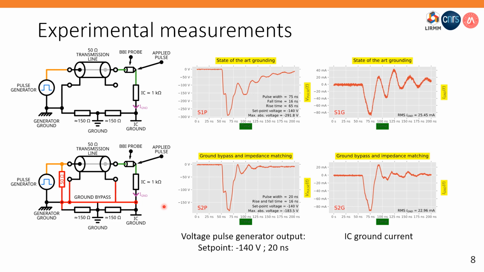Eventually, the ringing reduction is very noticeable, especially on the ground current waveforms on the right, where the disturbance duration is shorter, which is equal to the pulse width in that case, while the amount of energy stays roughly the same between both scenarios, the energy transferred into the IC, as we can see with the RMS current flowing through the IC ground pad.